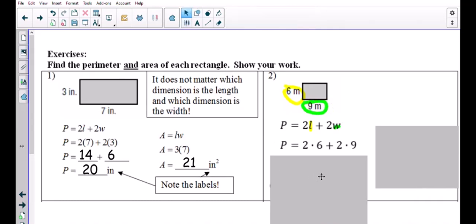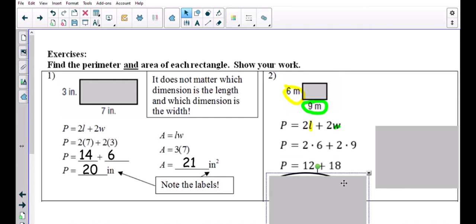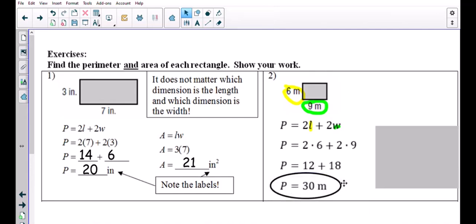Well, you can plug that all into your calculator in one step. It's really easy to accidentally replace like the plus sign with a multiplication sign. So I like to show another step. 2 times 6 is 12. 2 times 9 is 18. If we add those together, we're going to get a perimeter of 30 meters.